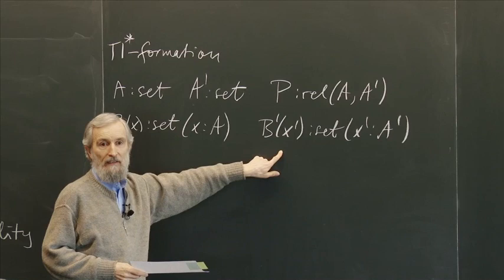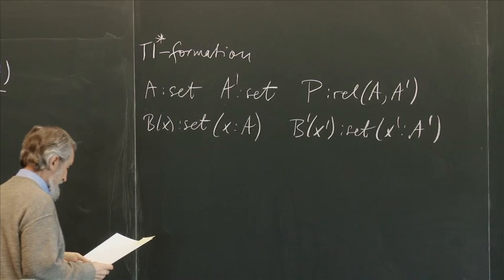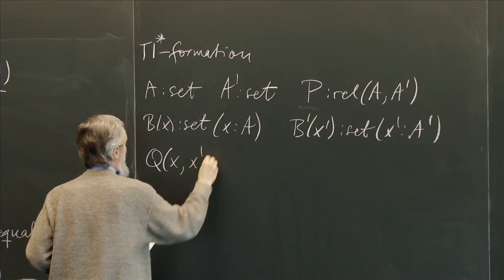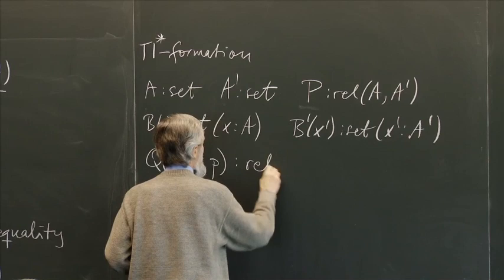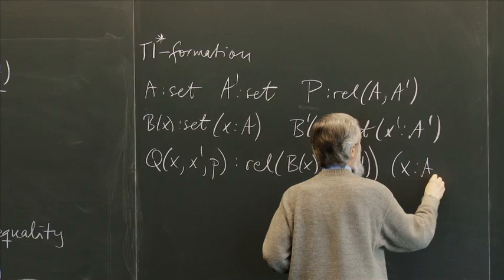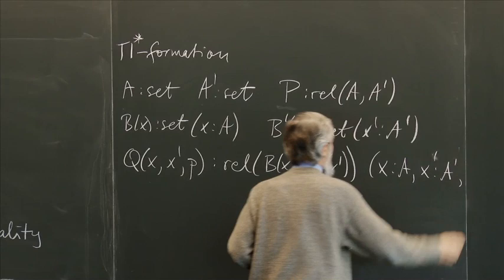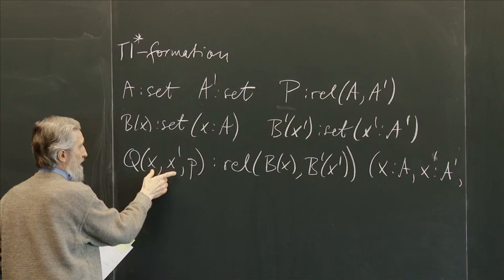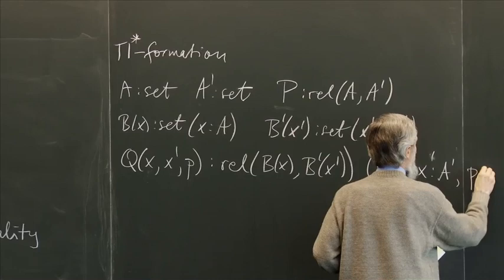So we need a heterogeneous relation here, which I will call, so it's the analog of P now, but for B and B prime. So it's Q of X, X prime, P, which will relate B of X to B prime of X prime for X in A, X prime in A prime, and this relation between B of X and B prime of X prime will depend on the fact that X and X prime are related, which is to say on the proof P that X and X prime are related. So P proves P of X, X prime, the P that we have up there.